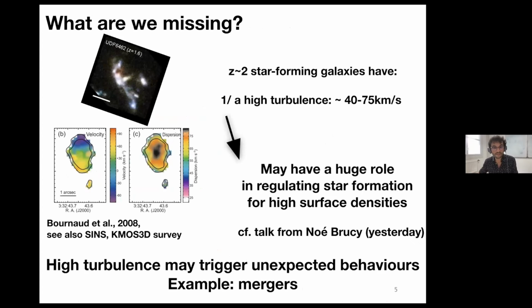So what are we missing in those galaxies? Well, first, redshift 2 galaxies have a very high turbulence. For instance, here you have a very representative object, which is called the Skywalker galaxy. And we see that the velocity dispersion in the disk is around 40 to 80 kilometers per second, which is much higher than what we have in the low redshift universe. And this may have a huge role in regulating star formation for high surface densities.